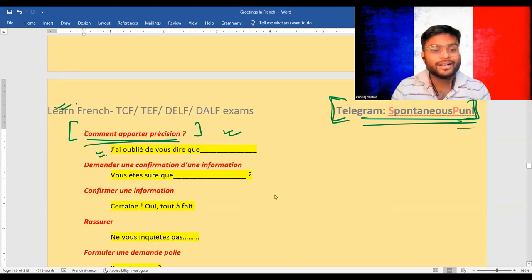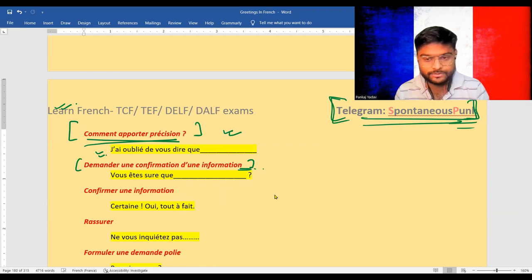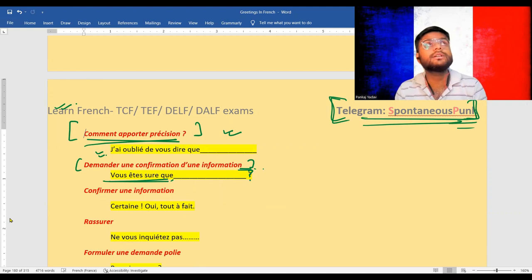All right. Comment demander une confirmation d'une information? Vous pouvez utiliser des phrases telles que "Vous êtes sûr que", et puis vous pouvez poser une question. Vous êtes sûr que Monsieur Pankaj n'est pas malade? OK.